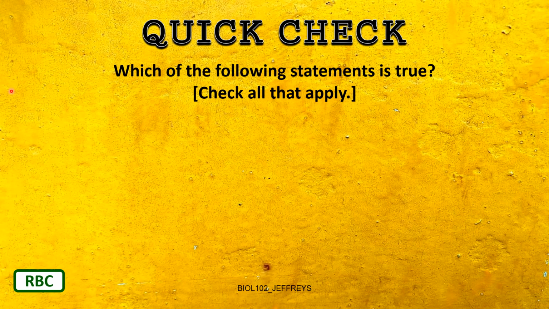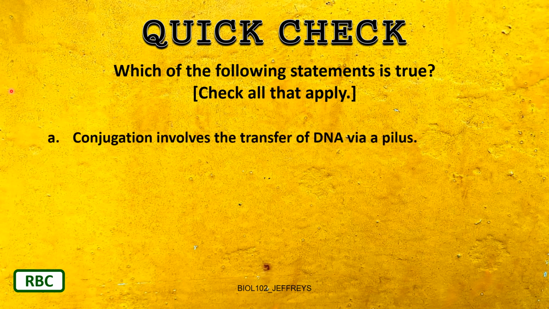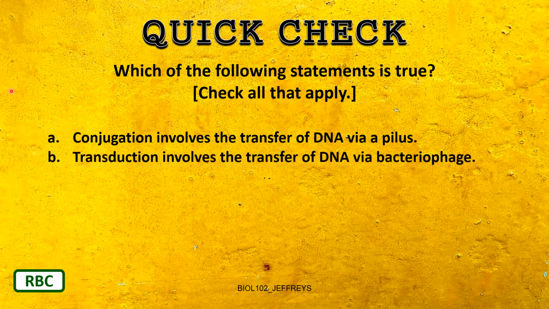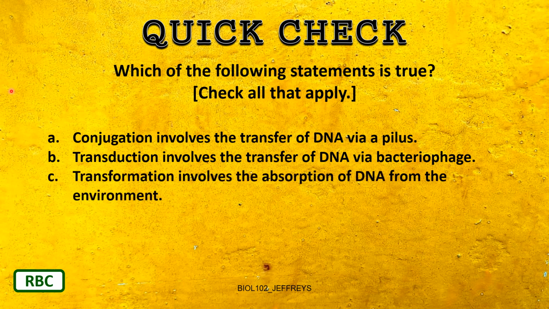So another quick check, which of the following statements is true? Check all that apply. Your choices are: conjugation involves a transfer of DNA via a pilus. Transduction involves transfer of DNA via bacteriophage. Transformation involves the absorption of DNA from the environment. So let's look at them one at a time. Conjugation is when one bacterium connects to another bacterium via that little bridge and then passes genetic material through that little bridge. Transfer of DNA via a pilus, so that is true.